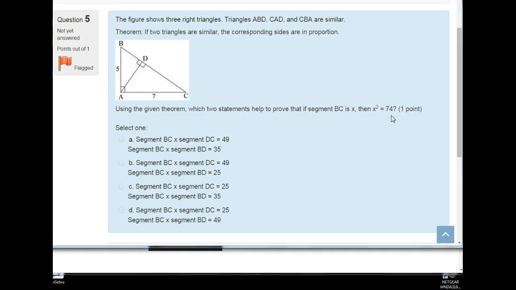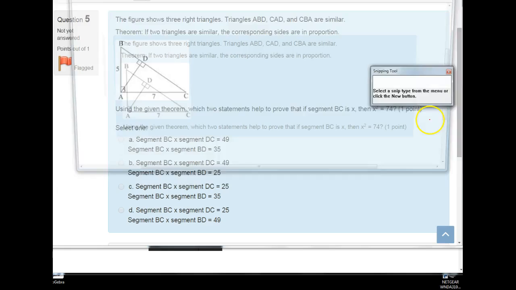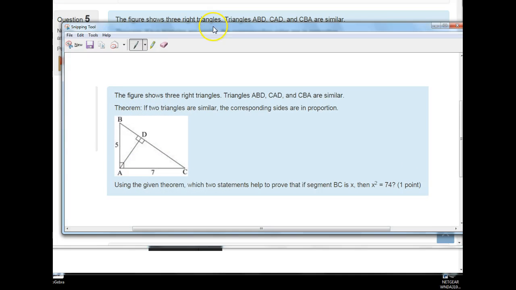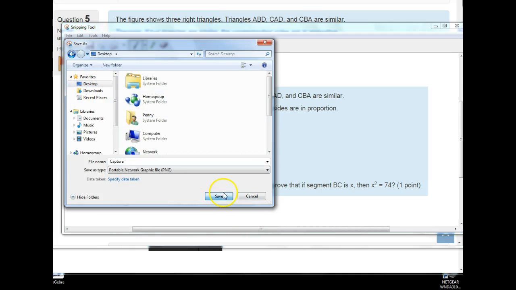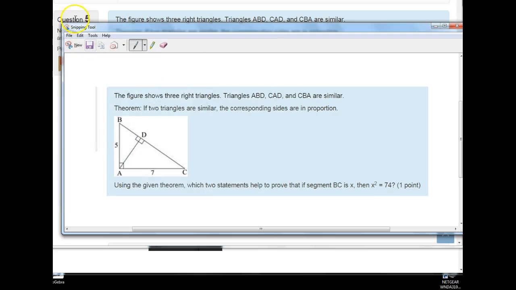Okay, so I'm going to show you how to do that. The first thing I'm going to do is take a screenshot before I even get to these questions. I'll show you how I do this. I'm using my snipping tool, snipping this, and saving it on my desktop.